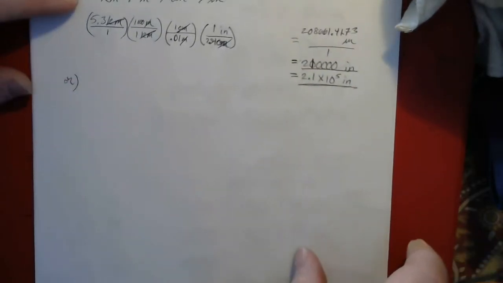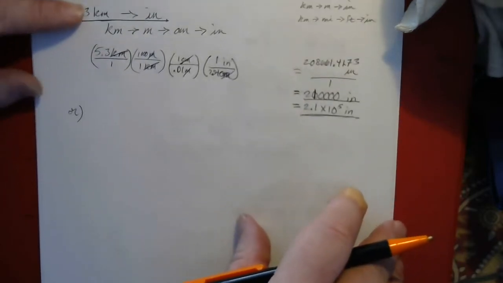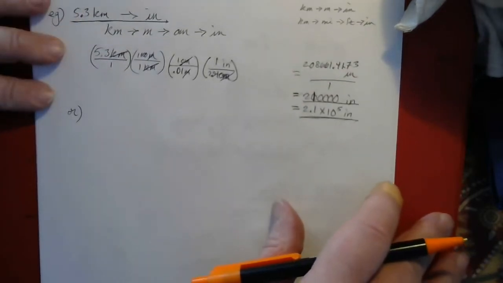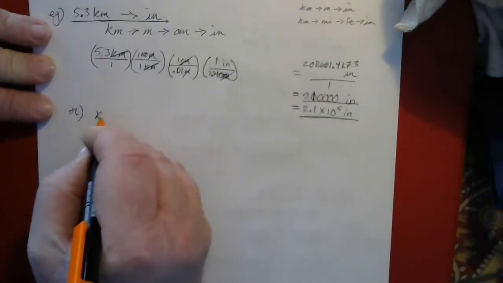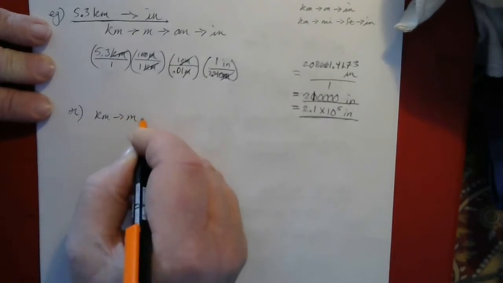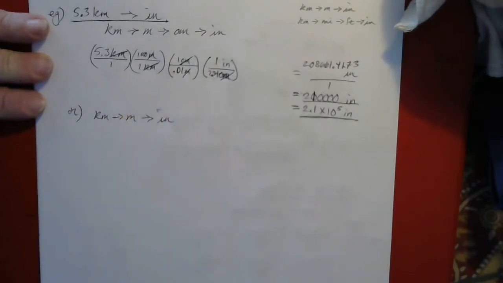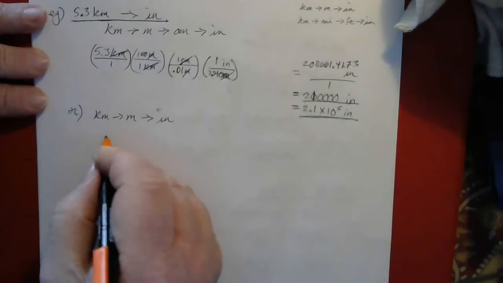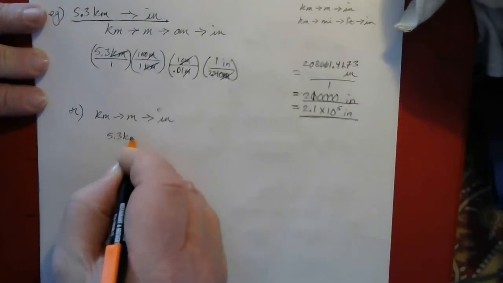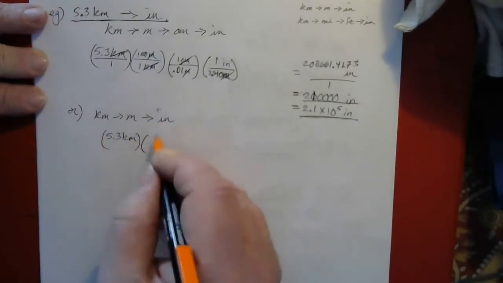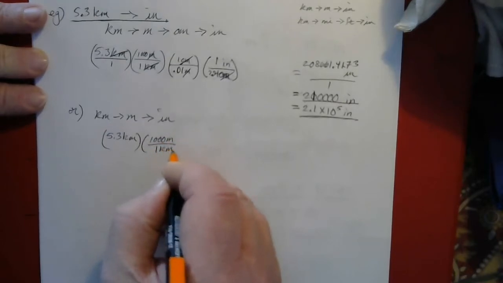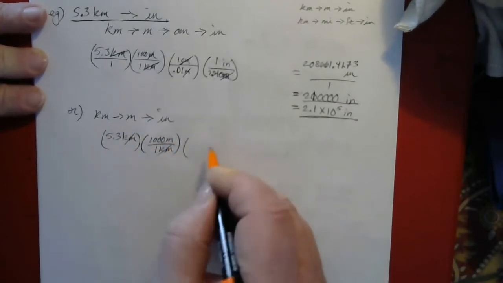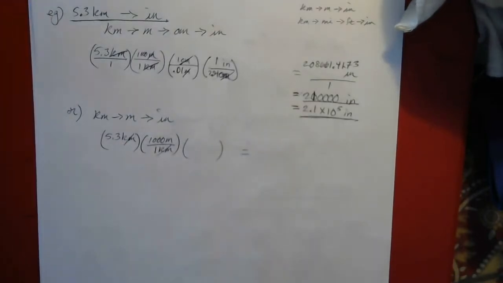Another way that we might be able to do it that involves fewer steps would be if we look at that conversion factor sheet and find out how many inches there are in a meter. So we could go kilometers to meters to inches. The kilometers to meters is the same as it was up above. It's just the next step that differs.